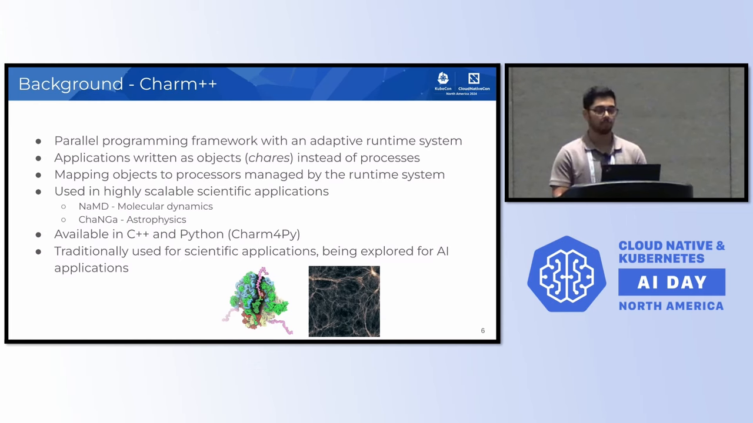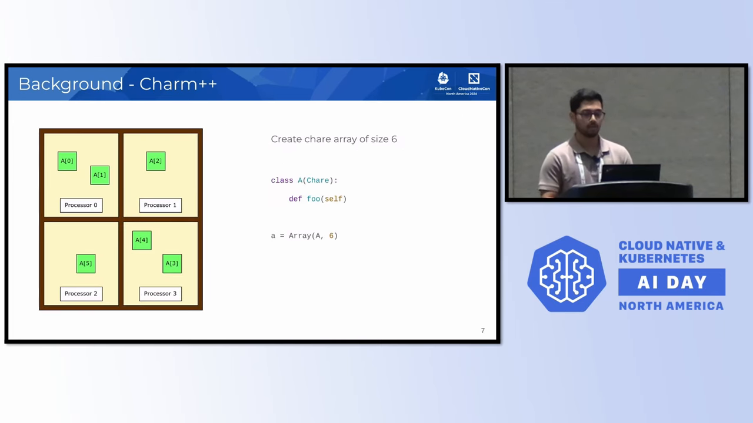It is a parallel programming framework with an adaptive runtime system. Applications here are something like MPI, but instead of being written in terms of ranks and processes, they are written in terms of objects, which are also called chares. And then the mapping of these objects to physical processors is managed by the runtime system. Champ++ is used in highly scalable scientific applications such as NAMD, which is a molecular dynamics simulation software, Changa, an astrophysics simulation software, and there are many others. Champ++ is available in both C++ and Python. In Python, it's called Champ for Pi. And while Champ++ has been traditionally used for scientific applications, it is more recently being explored for AI applications as well.